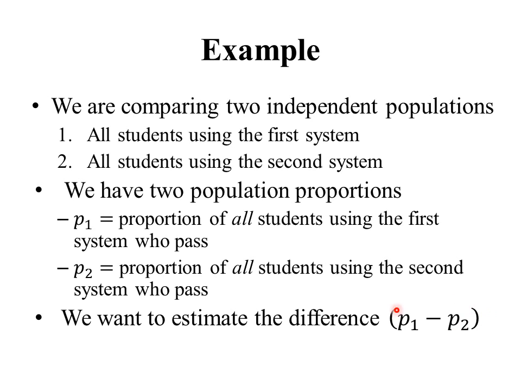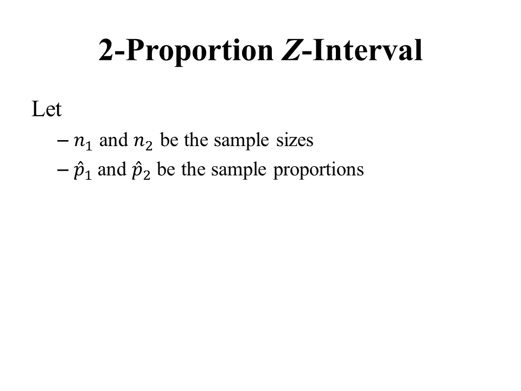If this difference is positive, then it would indicate that the first system is indeed better than the second system. If this difference were negative, then it would indicate the opposite. So we're going to estimate this difference with what we call a two-proportion z-interval. It's called a two-proportion interval because we are comparing two different population proportions, and a z-interval because our test statistic is going to be a z-value.